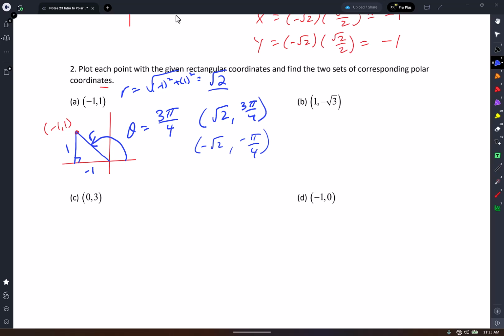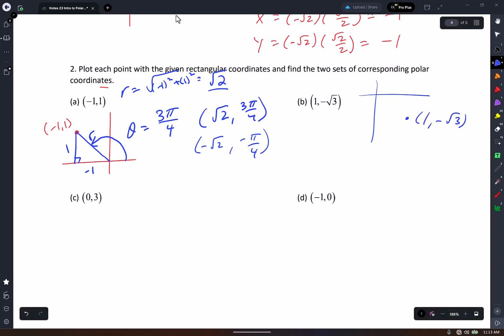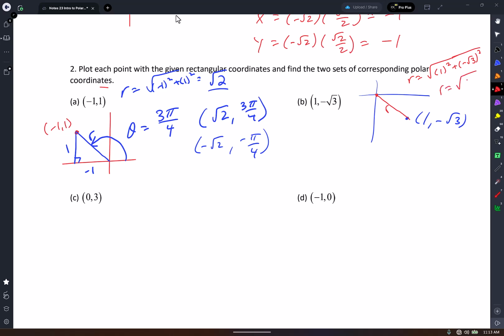All right, look at this one. 1 comma negative square root of 3. So this we're going to have to do a little bit of work, but it's not extreme work. That's quadrant 4, right? Positive x, negative y. So here's my point, not to scale, 1 comma negative square root of 3, and here is my r. So r equals the square root of 1 squared plus negative square root of 3 squared. I'm just doing Pythagorean theorem, guys. 1 squared is 1, negative square root of 3 squared is 3, and 1 plus 3 is 4. So the square root of 4 is 2. So r equals 2.